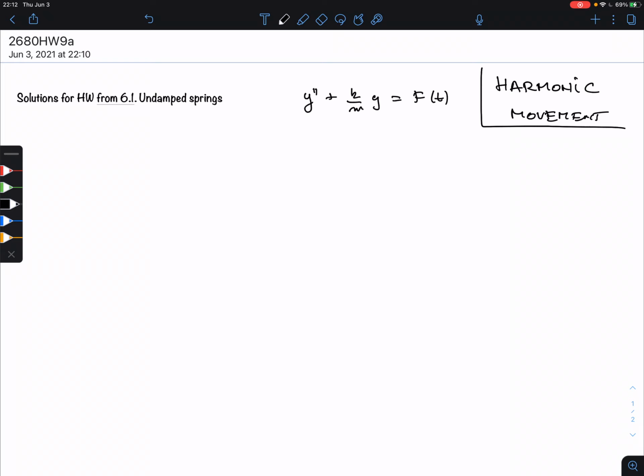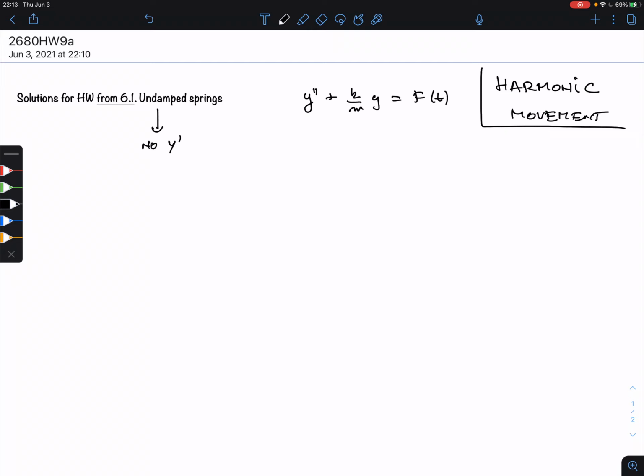And this is undamped because there is no y prime term. So undamped means no y prime, because the damping depends on the velocity. We have seen this also, at least in this model.